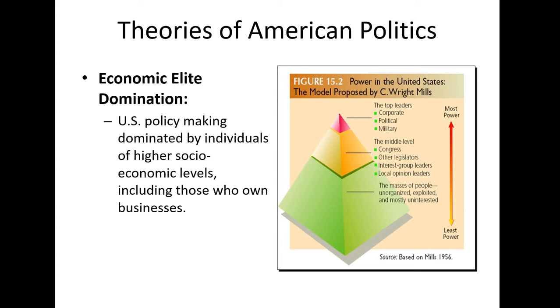Mills says that the decisions of consequence are made at the very top by the corporate leaders, the political leaders, and the military leaders. The corporate leaders he also calls first among equals. So the individuals at the top of the corporate ladder are the ones with the most power in American politics.